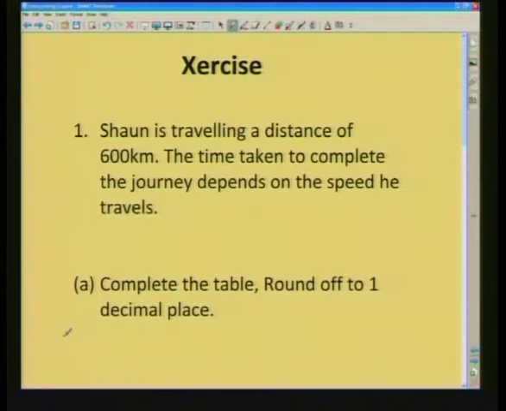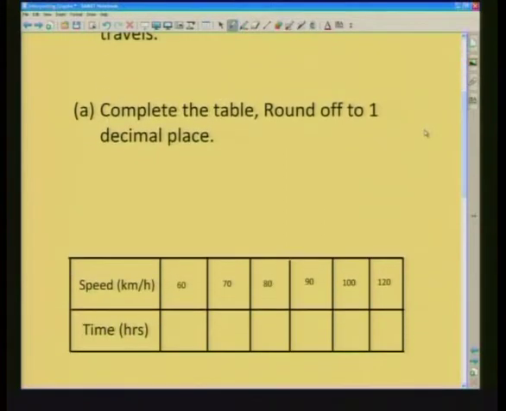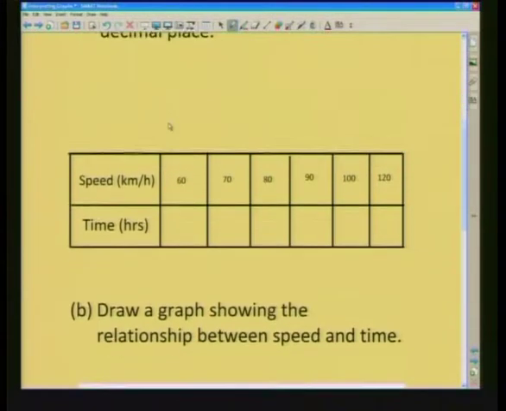Let's do the first part. Sean, we are told, is traveling a distance of 600 kilometers, so that is fixed. The time taken to complete the journey depends on the speed. Obviously, the faster he's going to go, the quicker he's going to get there. But let's see if that relationship follows through with our answers. They asked us to complete the table and then round off to one decimal place.